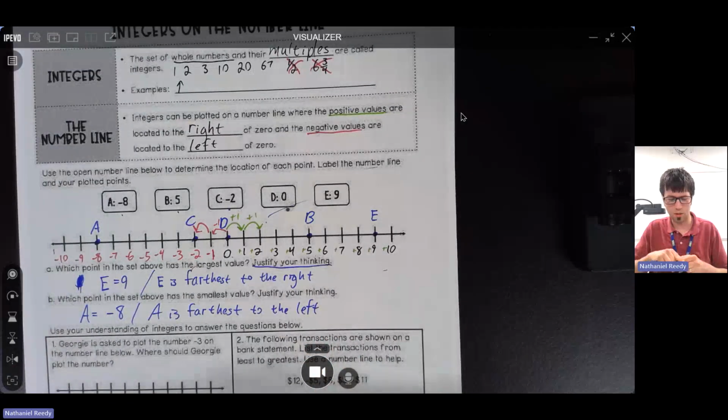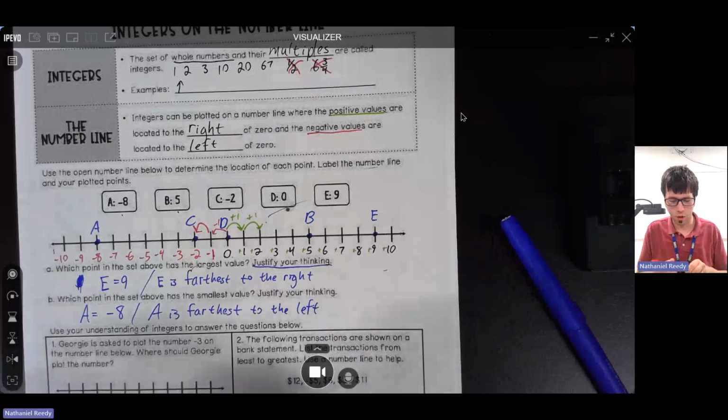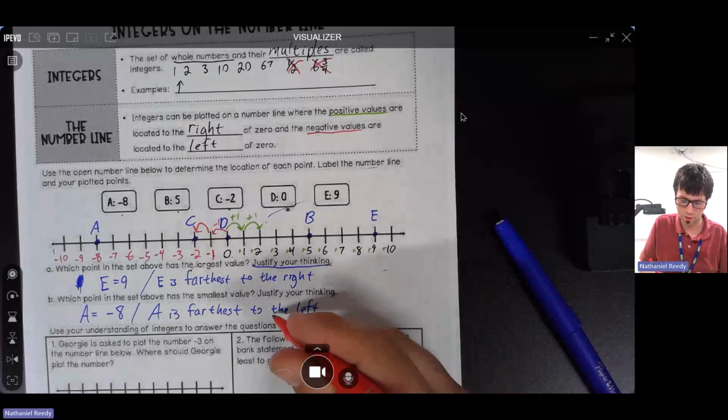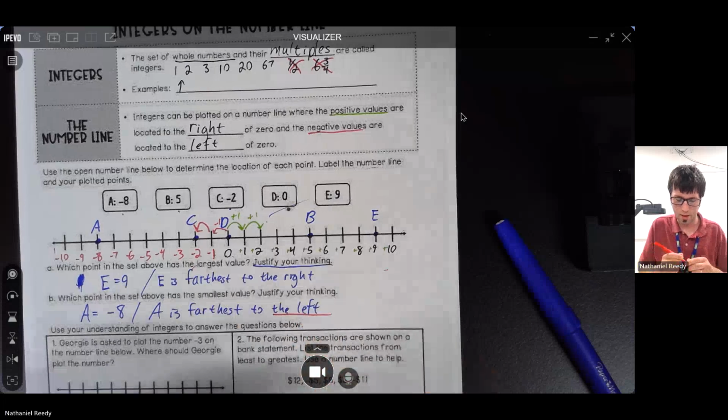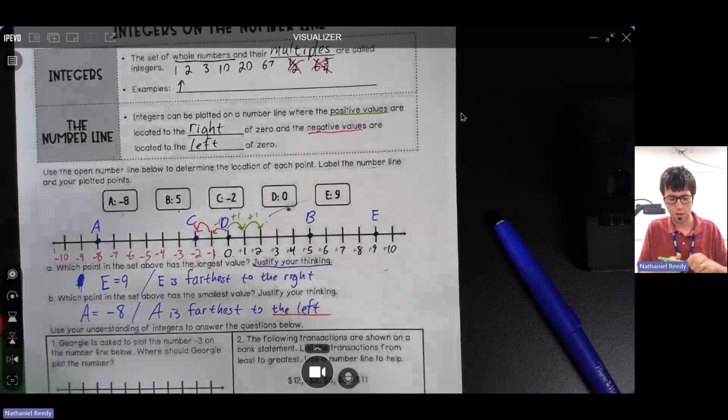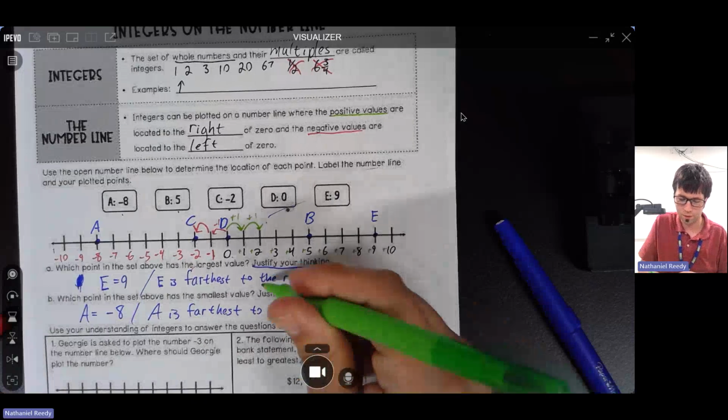So 9 was the largest value because it was farthest to the right. And A is the smallest value because it's farthest to the left.